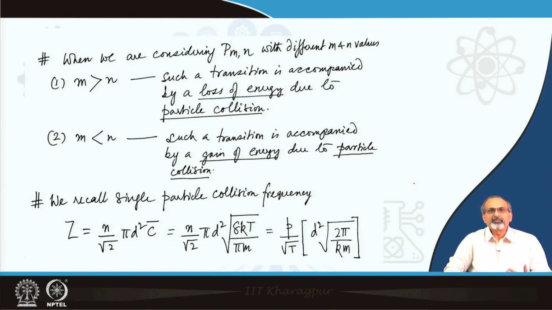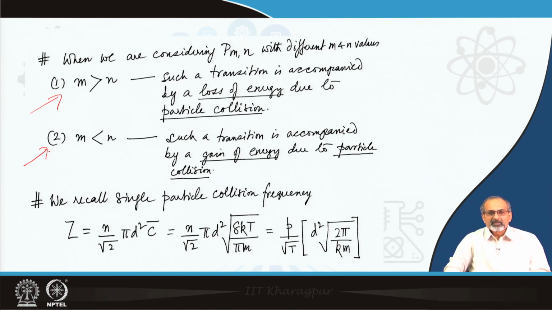When we are considering P m n with different m and n values, as we mentioned earlier, m could be greater than n, in which case a transition is accompanied by a loss of energy due to particle collision. That is when the starting energy state or the energy level lies at a higher level than the ending energy level. It is just the other way around if m is less than n. Such a transition is accompanied by gain of energy due to particle collision.